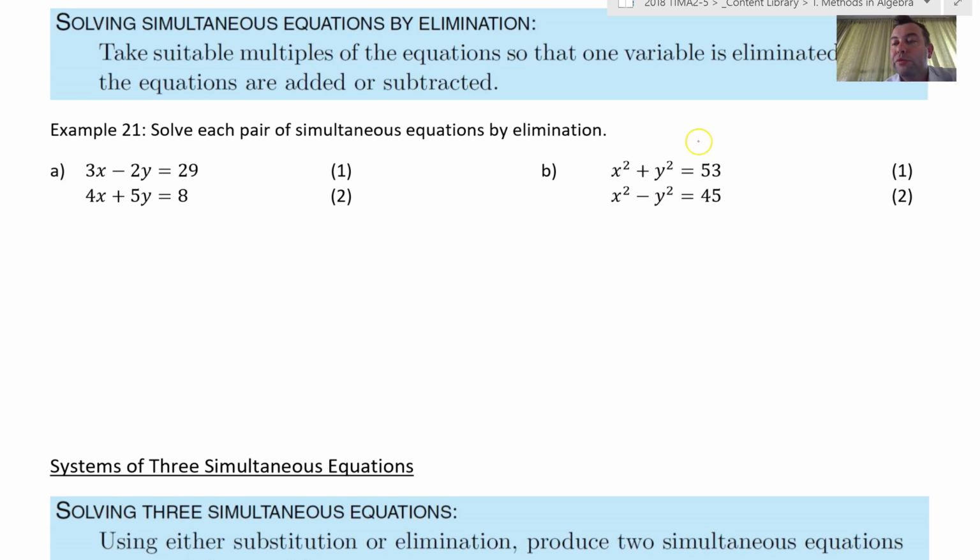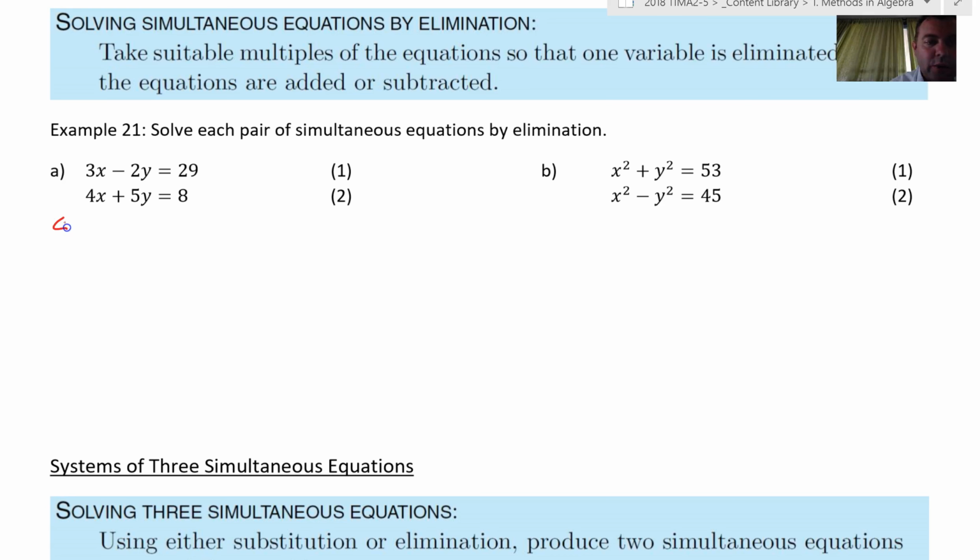Notice over here, this is really nicely set up for elimination. Quite difficult to make either x or y the subject of those equations. Very easy to match the coefficients, already matched up in both cases. So that's going to be a nice example. This one, slightly less so. You need to explain what you're doing.